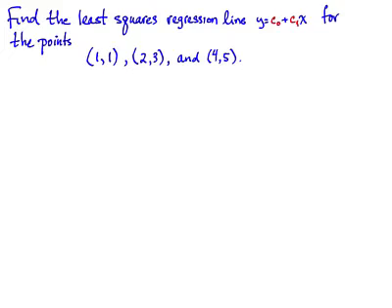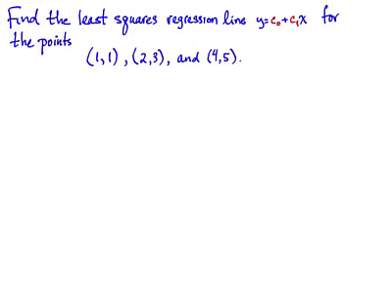Now you can check these 3 points do not lie on the same line. They're not collinear. So when we say we're looking for the least squares regression line, what we mean is we're looking for a line that's as close as possible to these 3 points. It's not going to contain all 3 of them. It might not even contain any of them.